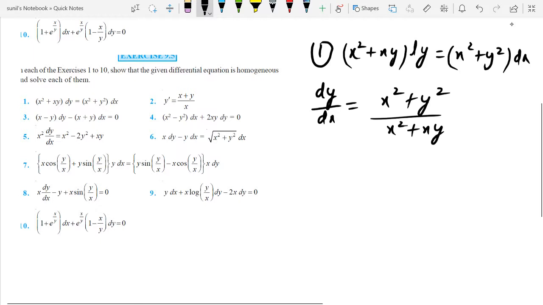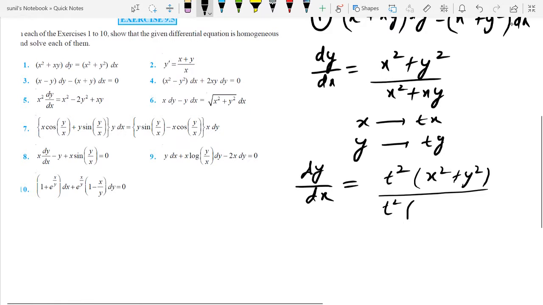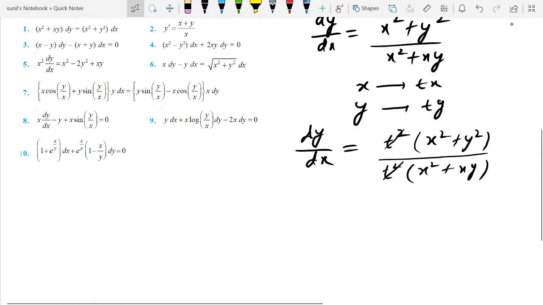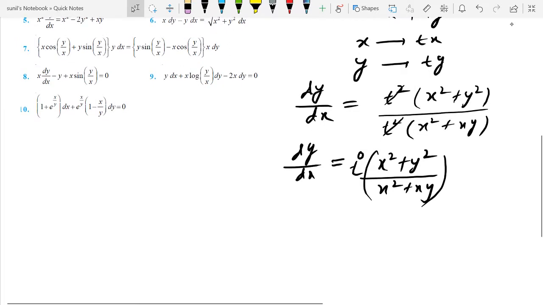How can we verify? On the right hand side, replace x by tx, y by ty. Let us find what is the degree of this homogeneous function. Now if you replace it, I will be obtaining t square as a factor outside this bracket and t square outside this bracket. Now this will get cancelled. So one can write this expression as dy by dx as x square plus y square upon x square plus xy into t raised to power 0. So it is a homogeneous function of degree 0.